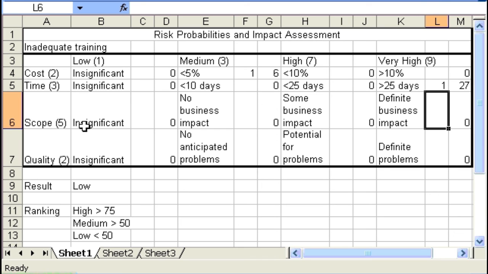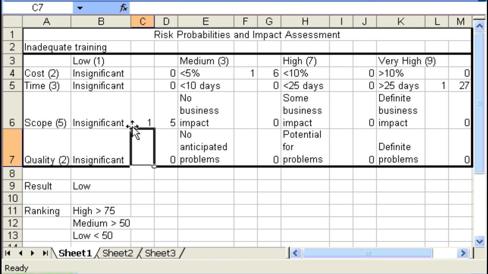We look at the scope impact. What impact is inadequate training going to have on scope? Well, it's simply the delivery aspect of the programming, so it should have very minimal impact on scope, so we will put a 1 into the column for insignificant.